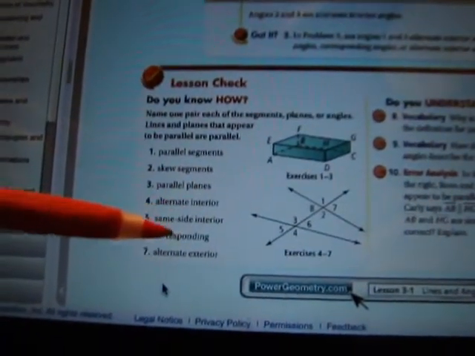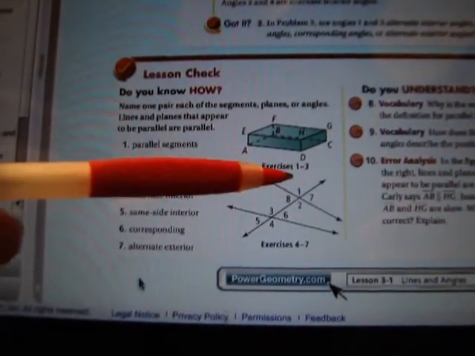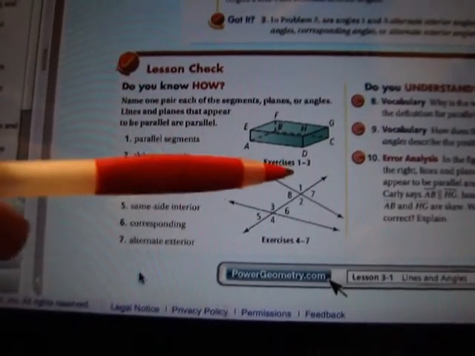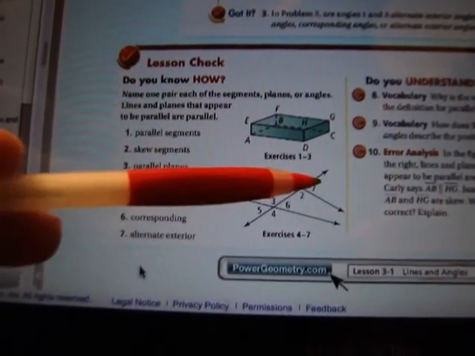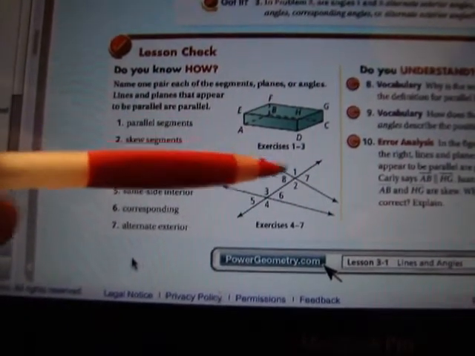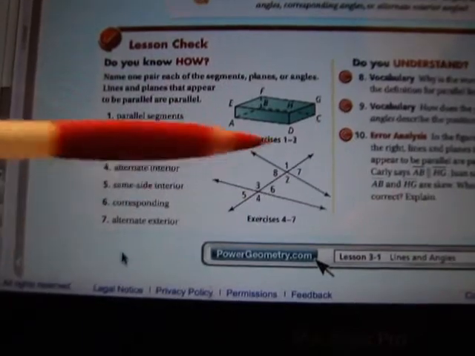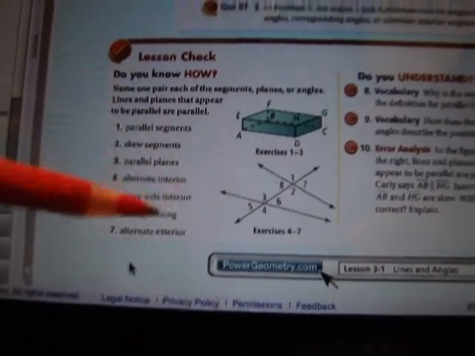Alright, number 7, alternate exterior. So now they're alternate, but they're exterior. So the exterior angles are 1, 7, 5, and 4. Alternate exterior would be 1 and 4, or 7 and 5. They're on the outside of the two lines on opposite sides of the transversal. So 1 and 4, 5 and 7 are all alternate exterior. I'll just choose 1 and 4. Angle 1, comma, angle 4 can be alternate exterior angles.